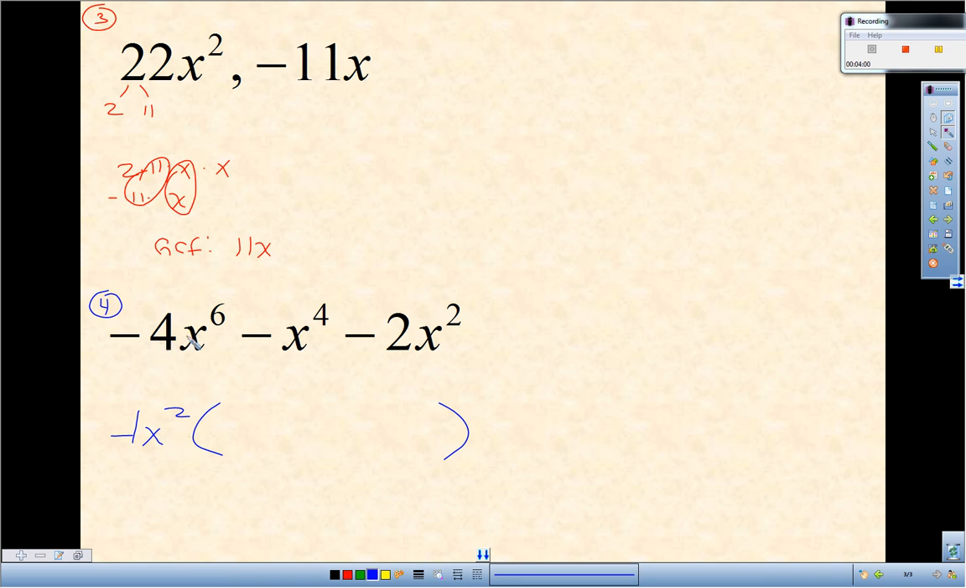What I'm going to do now is divide each one of these terms by negative 1x squared. Well, negative 4 divided by negative 1 would leave me positive 4. And x to the sixth divided by x to the second would be x to the fourth. Negative, understood 1, negative 1 divided by negative 1 would be a positive 1. X to the fourth divided by x squared would be x squared. Negative 2 divided by negative 1 would be positive 1. And x squared divided by x squared leaves you a factor of 1. So then this would be my factored form. I could test to see if this is correct by distributing that negative 1x squared back, and I'd end up right back in the same spot. So that's how you factor a polynomial by a greatest common factor.